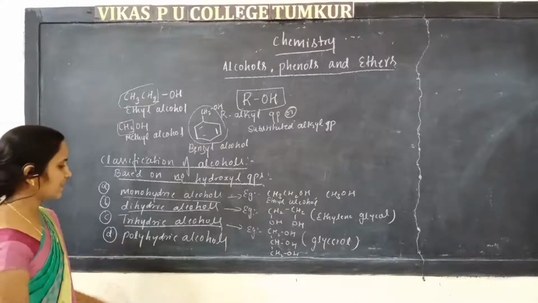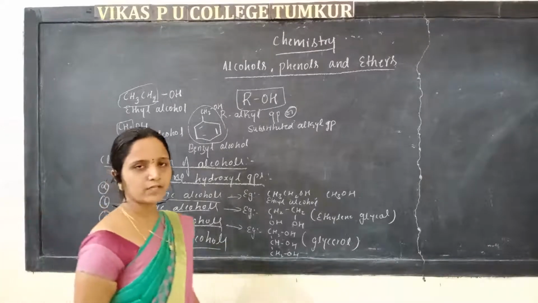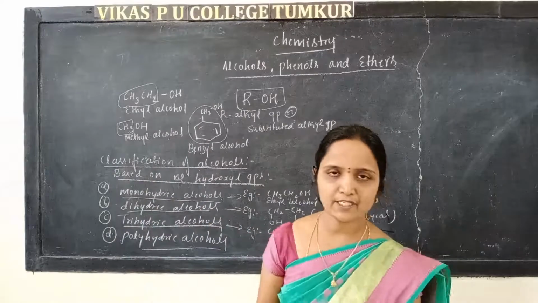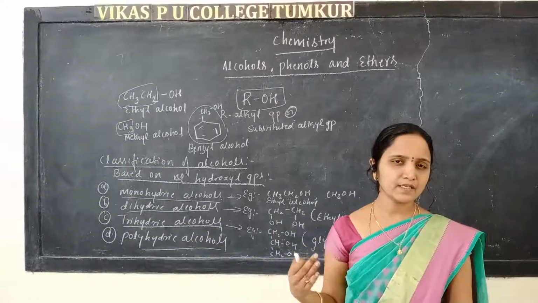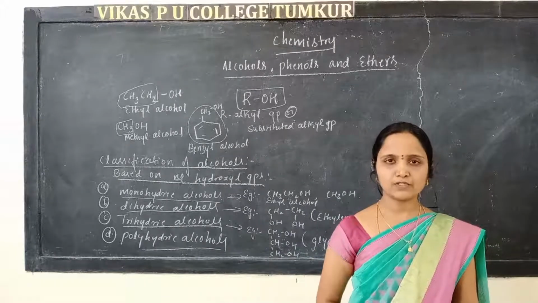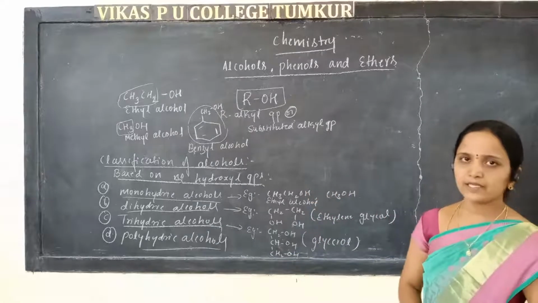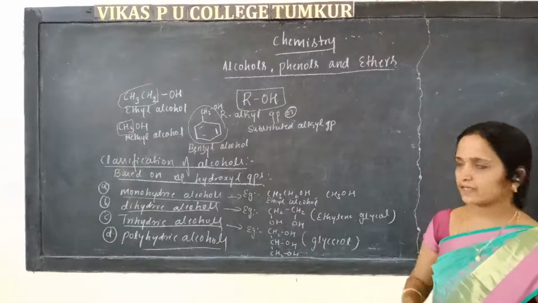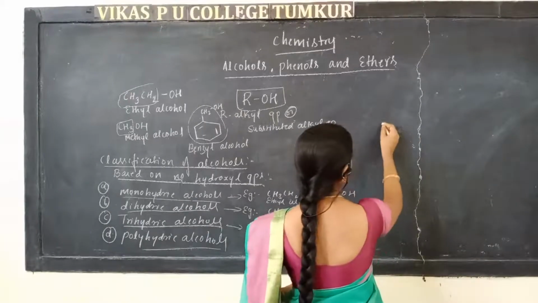Next, polyhydric alcohols means more than three. The alcohols which contain many hydroxyl groups, we call polyhydric alcohols. In polyhydric alcohols, we can give an example: sorbitol.